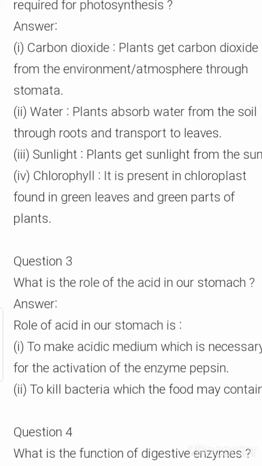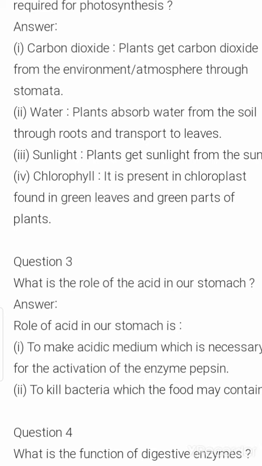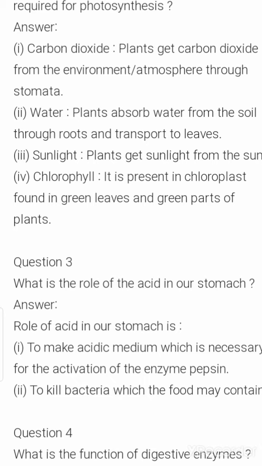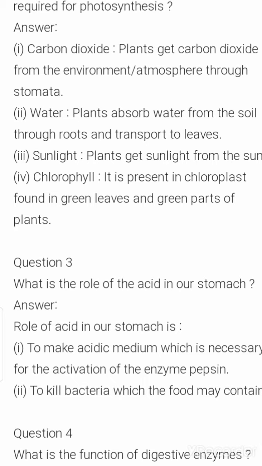Now water, from where do we get water? In your 9th class also we discussed how water is transported from the roots to the leaves, because leaves very much need water for making food. So plant roots absorb water from the soil, and it is transported to the leaves with the help of xylem tissue. Now sunlight: the plant gets sunlight from the sun.